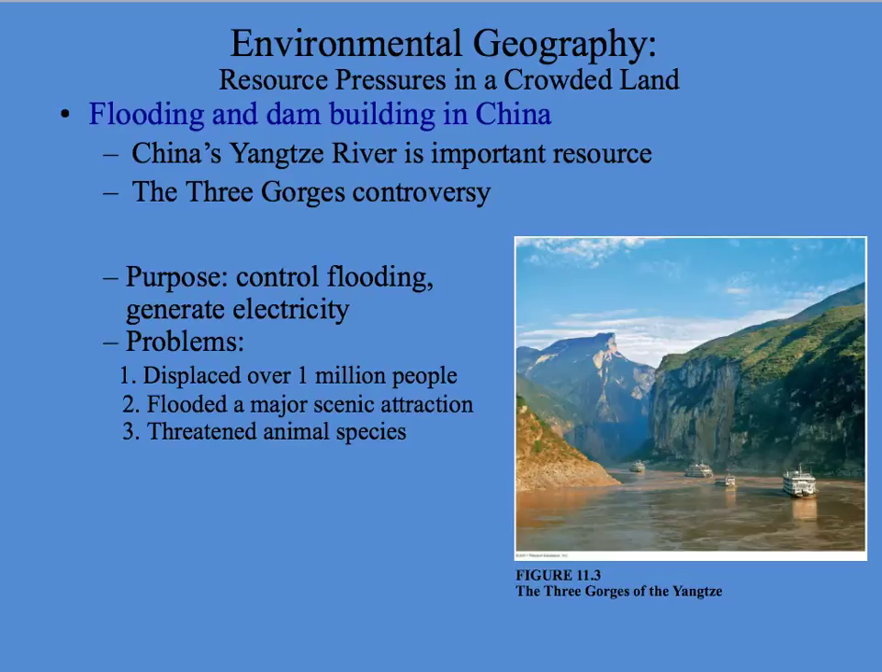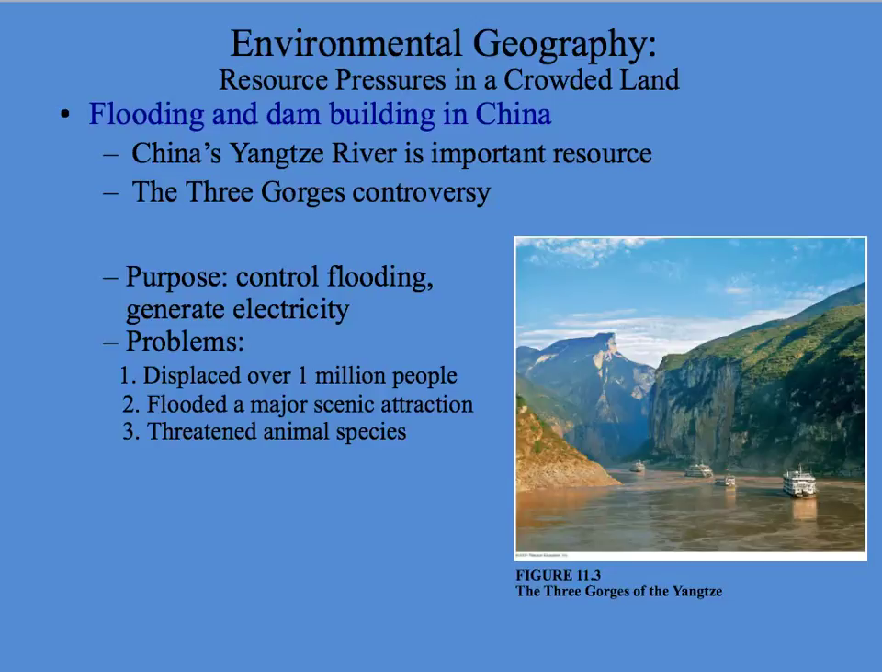One of the things that they attempt to do with the Yangtze is build the Three Gorges Dam, which is not without controversy. It is considered the world's largest hydroelectric dam. It was finally completed in 2006. The main purpose behind it was to control flooding of the Yangtze and to generate electricity. The problem is that when they put it into place, it required flooding of certain locations that displaced over 1 million people. It flooded a major scenic attraction along the way, and it threatened different animal species.